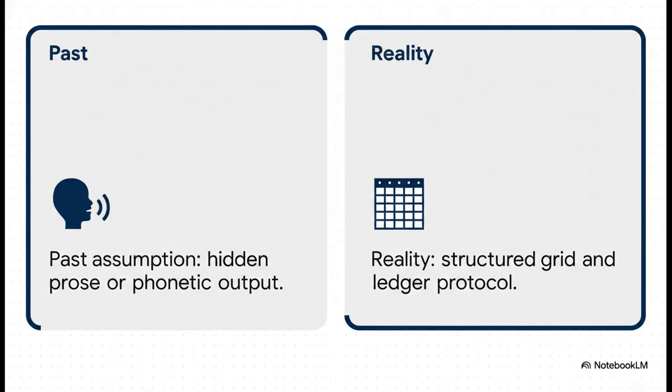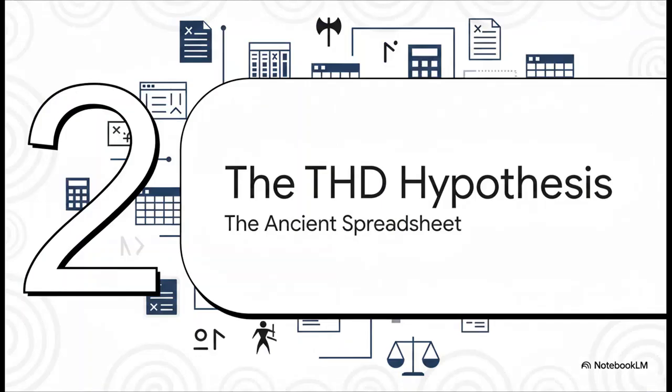But the THD hypothesis reveals a completely different reality. It's actually a highly structured economic grid. It's an administrative tracking protocol. The reason all these brilliant experts couldn't read the words is super simple. They aren't words in a sentence at all. They're data points in a ledger. And that perfectly tees up Section 2, the THD accounting hypothesis, the ancient spreadsheet.